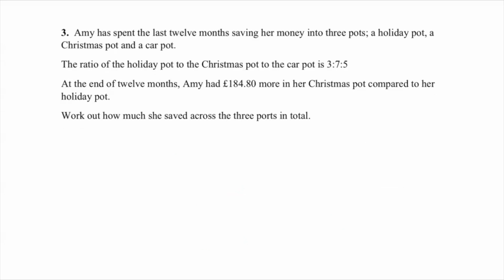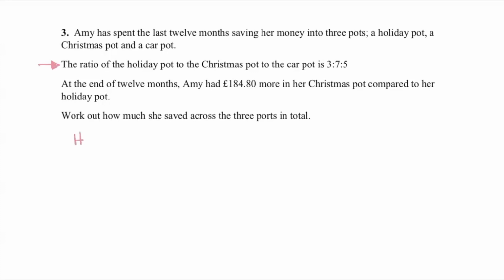Okay, question 3 is all about somebody that is saving some money into 3 separate pots, a holiday, Christmas, and car pot. And then we're given the ratio. So the first thing that I would do when I've got that sentence with a ratio is I would just code it out.